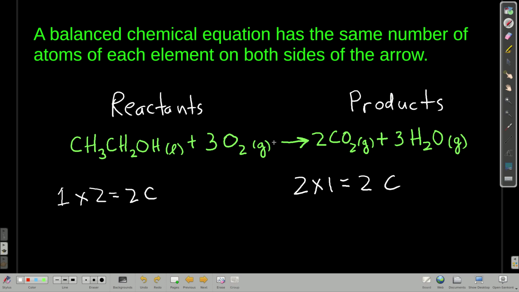Just like that. If we do the same thing with hydrogens, how many hydrogens are on the left? 6, right? And on the right, we have 3 times 2 is 6. So hydrogens balance also. Oxygen on the left, how many oxygens do you count over here? Right. 1 times 1 is 1, plus 3 times 2 is 6. 1 plus 6 is 7 oxygens on the left, the reactant side. On the right-hand side, 2 times 2 is 4. 3 times 1 is 3. 4 plus 3 is 7. We have 7 oxygens. The law of conservation of mass is satisfied, and this is a balanced chemical equation.